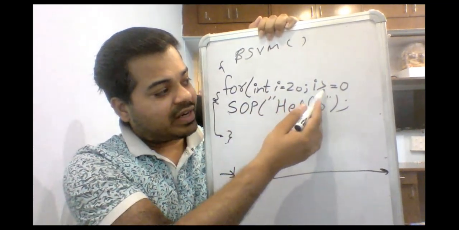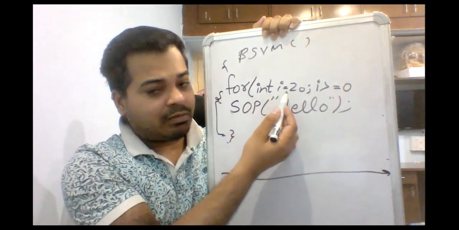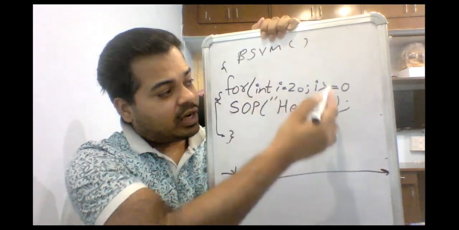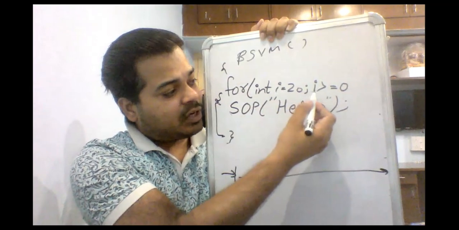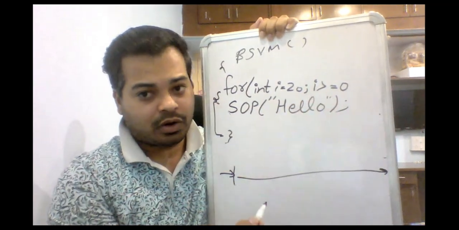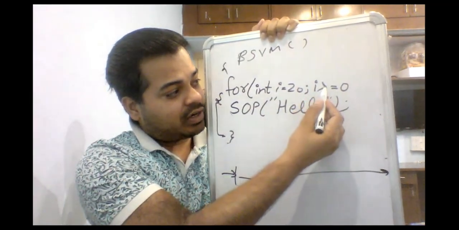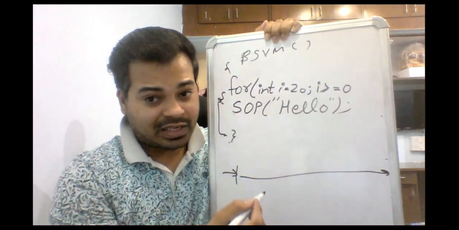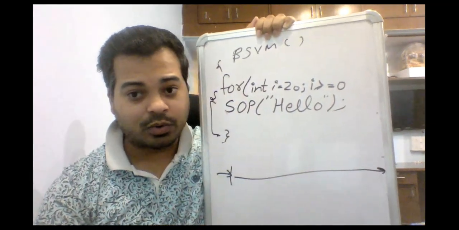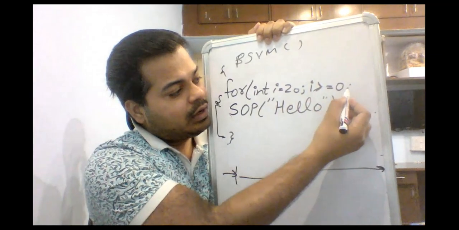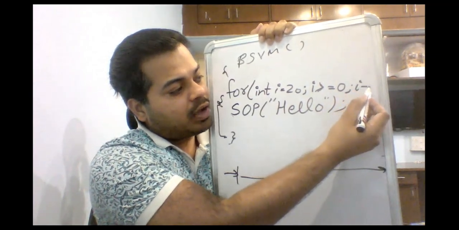The reason I'm using greater than is that at the start the value of i is 20, and it will go inside the loop only when 20 is greater than or equal to 0. So I have to write it in this order, greater than. I cannot give less than, otherwise it will not go inside the loop. And then I have to specify i minus minus.